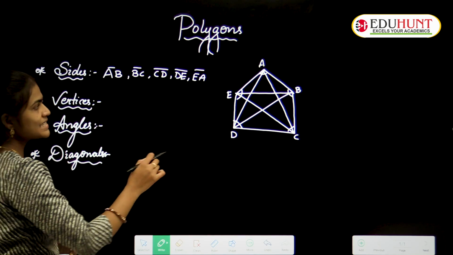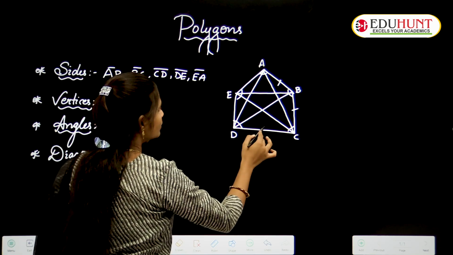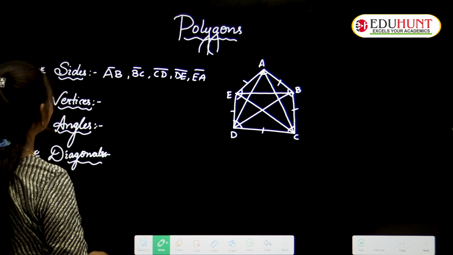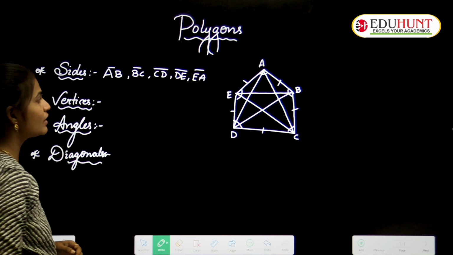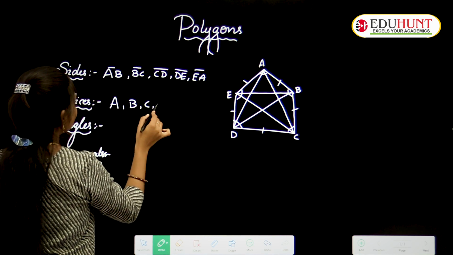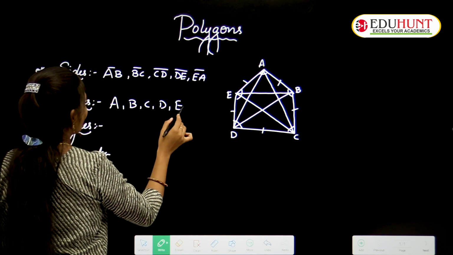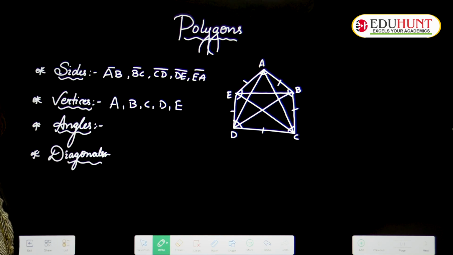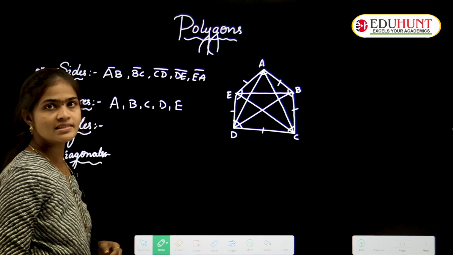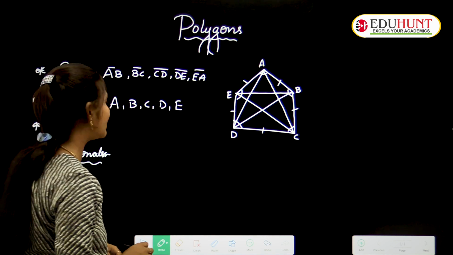Here we have 5 sides: 1, 2, 3, 4, 5. Next, vertices. Tell me the vertices here: A, B, C, D, E. Already we know that the number of sides is equal to the number of vertices, right? So how many vertices do we have? Yes, we have 5 vertices.